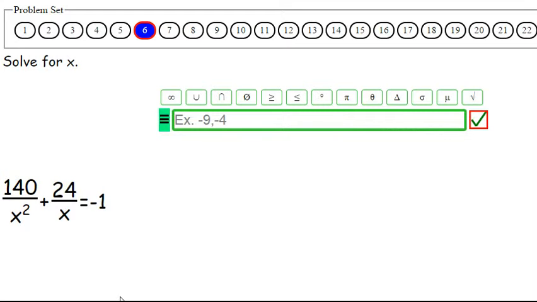I'm going to turn the page here, something to write on. Okay, so we have 140 over x squared plus 24 over x is equal to negative 1. Alright, I got that.